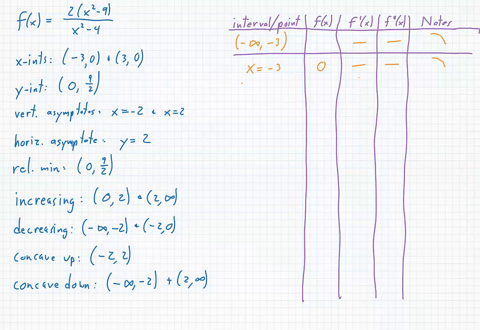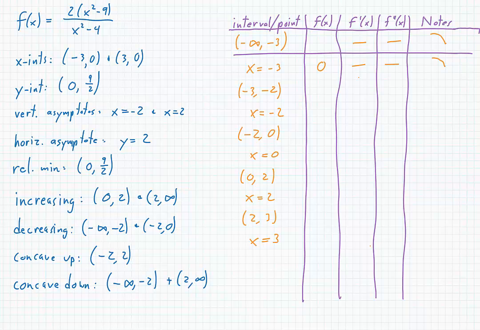And then we can keep doing this for intervals and points all the way down. So our next interval is going to go from negative 3 to negative 2, and then something happens at negative 2. Then we're going to have an interval from negative 2 to 0, then something happens at 0. Then an interval from 0 to 2, something happens at 2. An interval from 2 to 3, something happens at 3. And finally an interval from 3 to positive infinity.